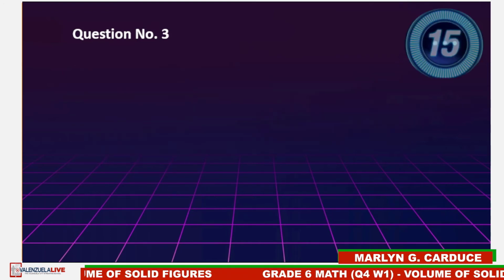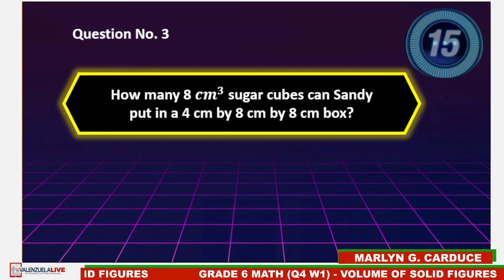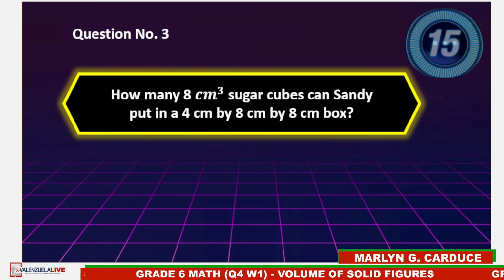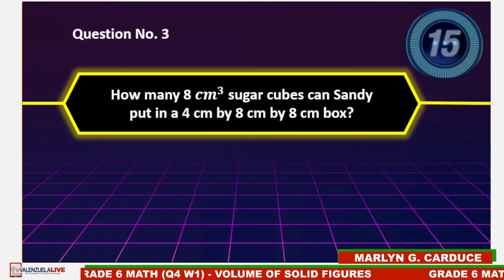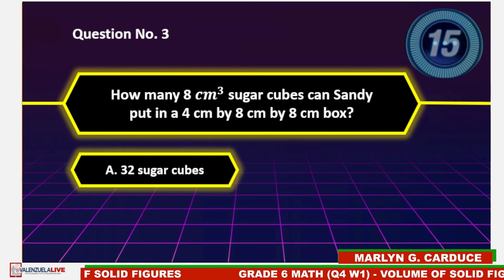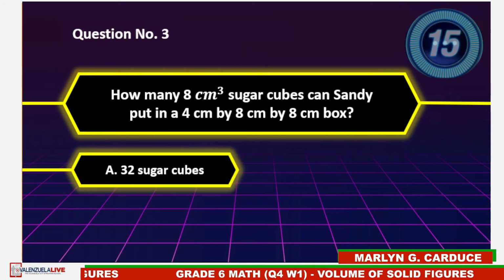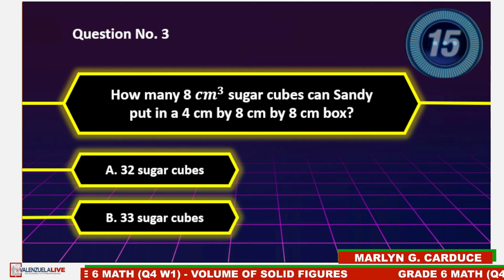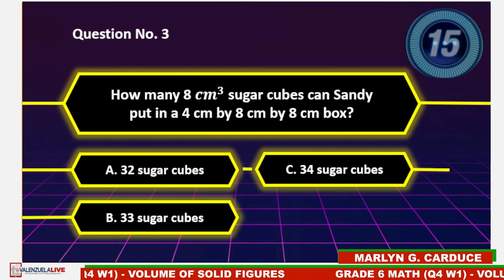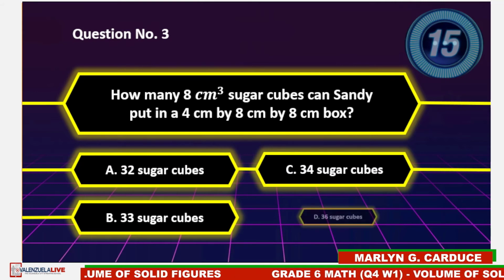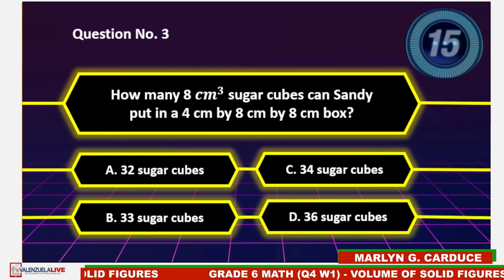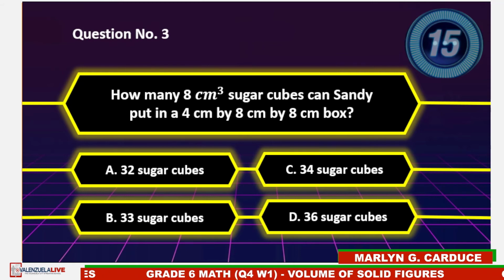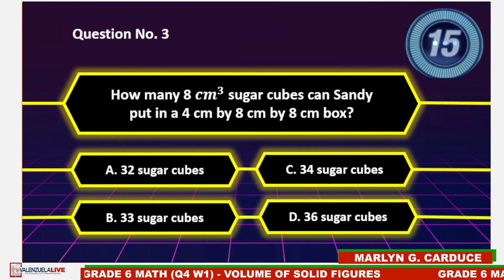Okay, for question number 3, how many 8 cubic centimeters sugar cubes can be put in a 4 centimeters by 8 centimeters by 8 centimeters box? Is it letter A, 32 sugar cubes, letter B, 33 sugar cubes, letter C, 34 sugar cubes, or letter D, 36 sugar cubes? Your 15 seconds starts now.